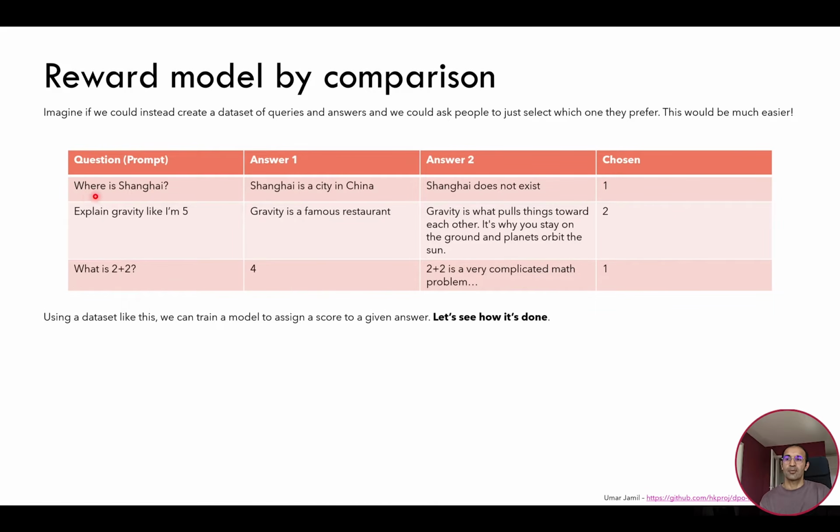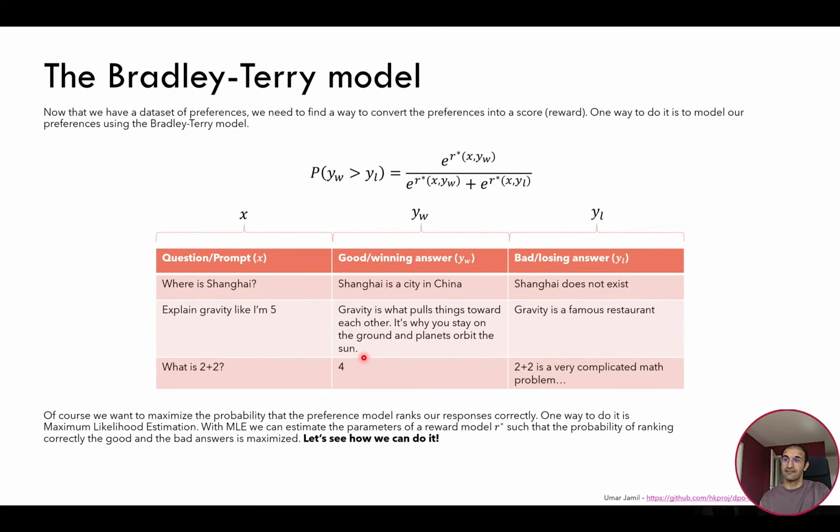In this case, for example, where is Shanghai? For sure, most people will choose answer number 1, because Shanghai is a city in China is the correct one. For this question here, for example, people will probably choose this answer here, even if it's very short, because the other one is probably wrong. So using a dataset like this, we can actually train a model to transform a pair of question and answer into a numeric reward. Let's see how it is done.